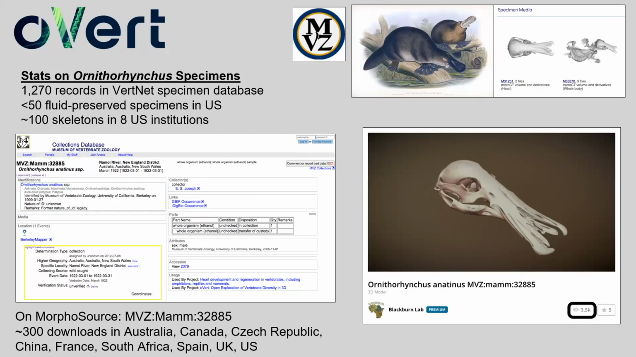And I just want to put those numbers in perspective. That skull was viewed 3,500 times, and in US collections, there's only 100 skeletons, right? So right here, we've dramatically increased the impact for people wanting to understand a platypus. And mammalogists at the very least really care about the platypus. So having an easily findable specimen online has really been important for scientists, students, and more.